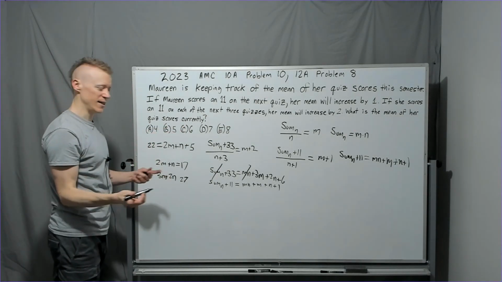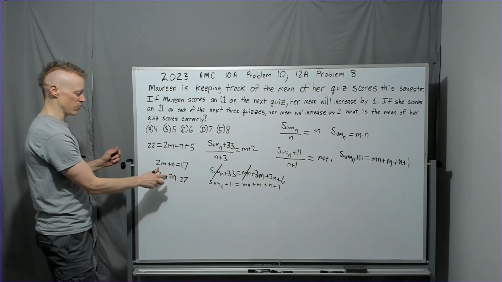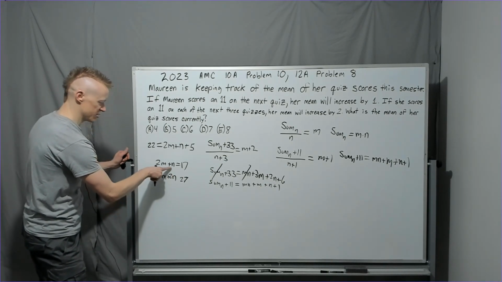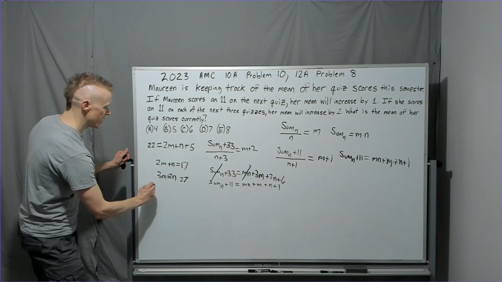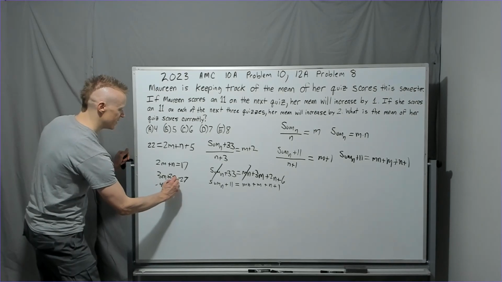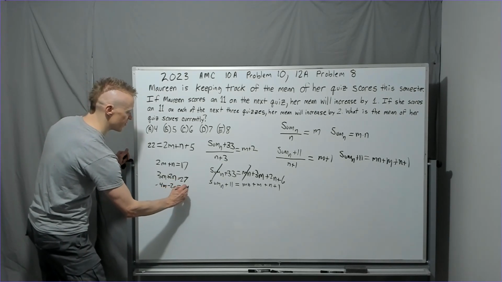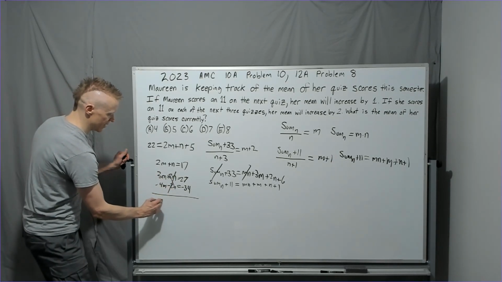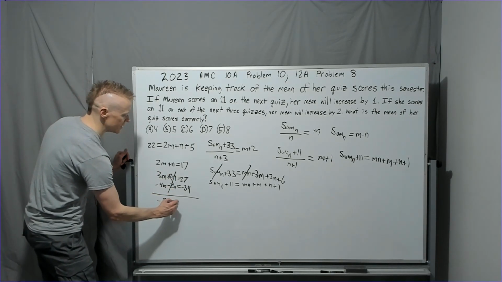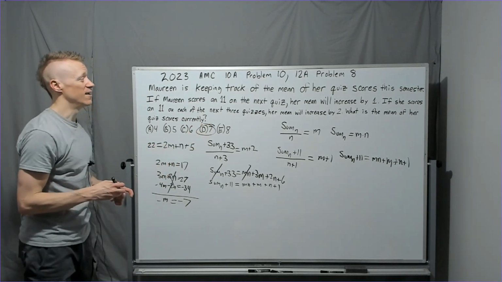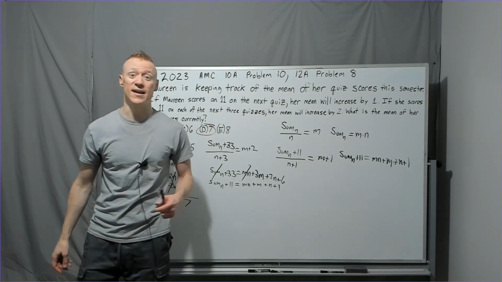That's the m, right? So we kind of want to keep the m and get rid of the n. In that case, let's multiply the top one by negative 2. So I'm going to have negative 4m minus 2n equals negative 34. Add these two together, the n's go bye-bye. We get negative m equals negative 7, which means positive m is positive 7. And we're done with this problem, and we're getting to the next one.